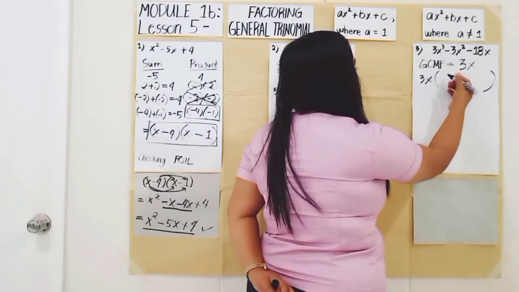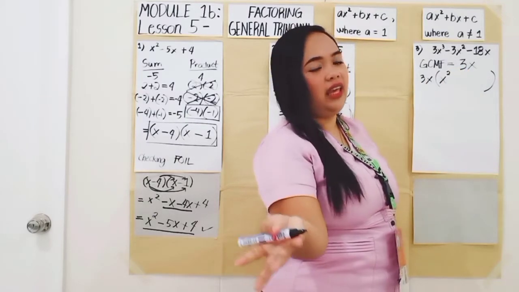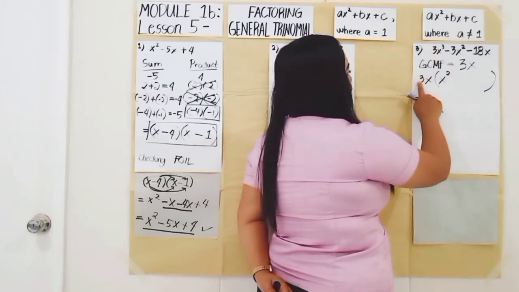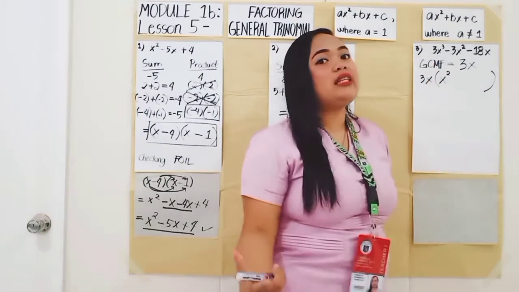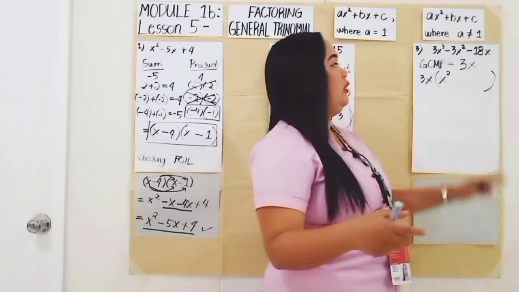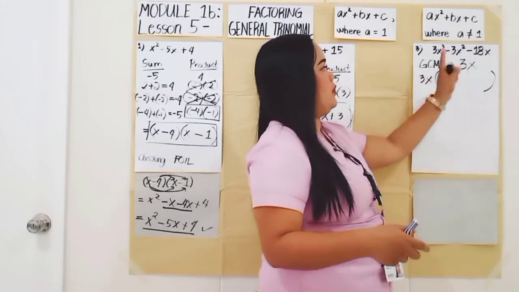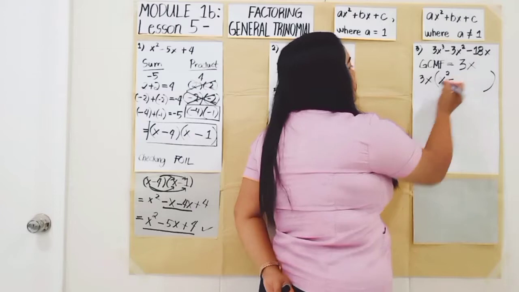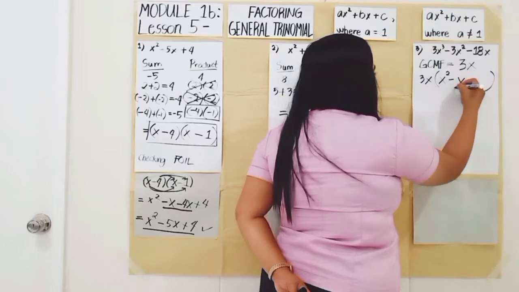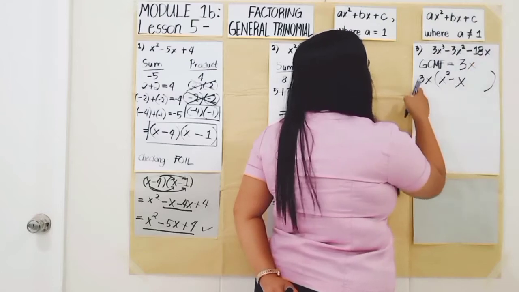So, ano ang naiwan dito? That is x squared. So, kung i-check natin, i-multiply natin 3x times x squared. That is 3x cubed. Okay? So, the opposite of division is multiplication. Okay? To check. Now, divide the second term by the GCMF. So, copy first the sign. And then, 3x squared divide 3x. That is x.